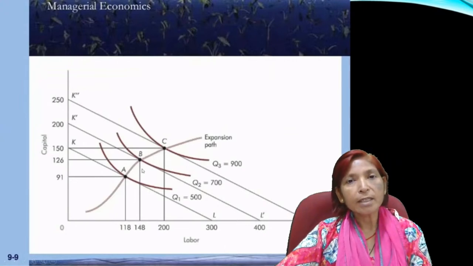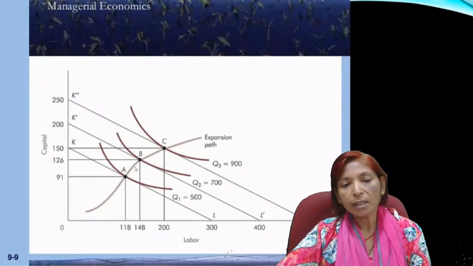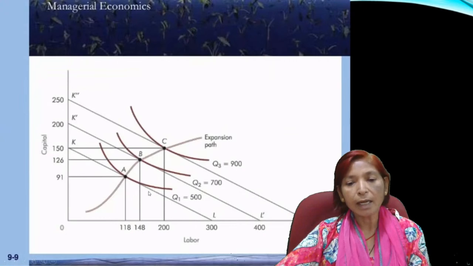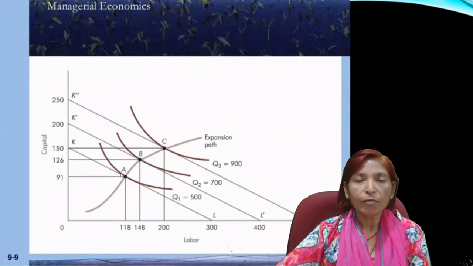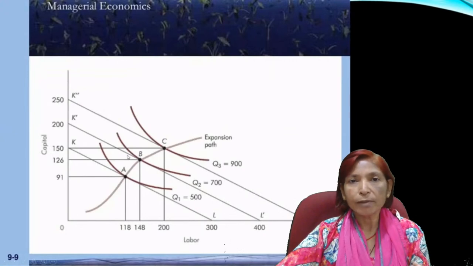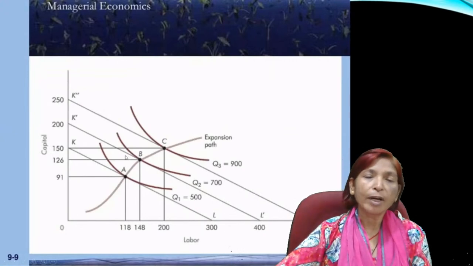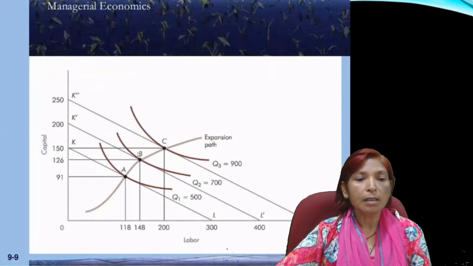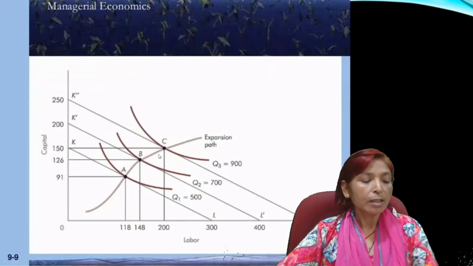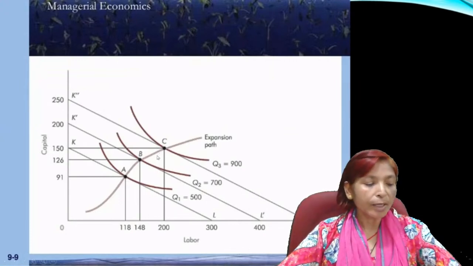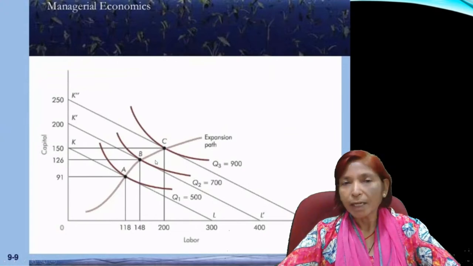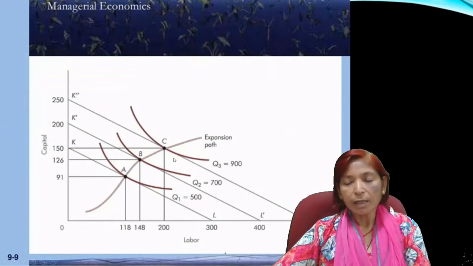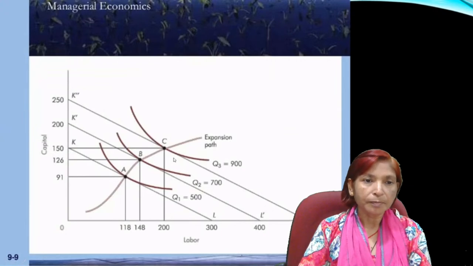So where will the producer be in equilibrium position? At point A, if the isocost line is this first line L, then producer equilibrium will be at point A. If the isocost line shifts to the right hand side, then the equilibrium point will shift from A to B. And if the isocost line shifts to this another line, then the equilibrium point will shift from B to C. So all these points show that the producer is getting maximum level of output at minimum level of cost. So this is the least cost combination diagram.